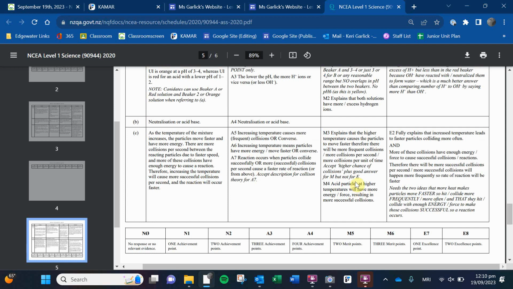All right, make sense? Yeah. Okay, cool. And that's everything for acids and bases.